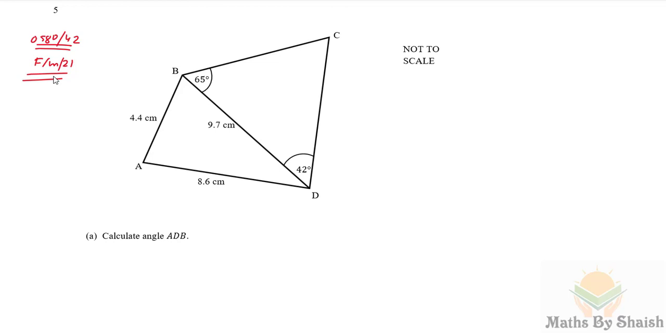This is a diagram ABCD, a quadrilateral, and after joining the diagonal BD we have 2 triangles as well. A part is calculate angle ADB. This angle we need to find, so let's mark this angle as X. We can see first thing, this is not a right angle triangle, it doesn't look like one. So if it is not a right angle triangle, it means we cannot use SOHCAHTOA.